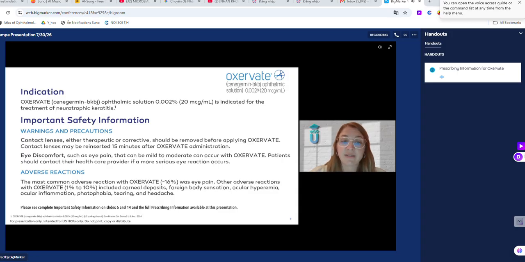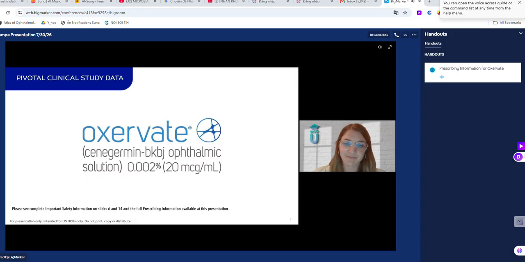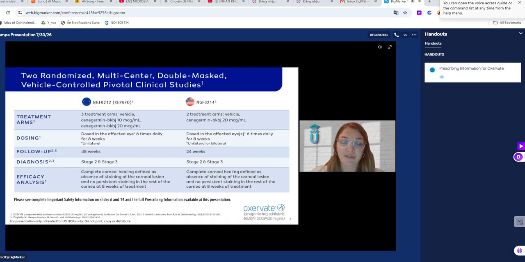Adverse reactions. The most common adverse reaction with Oxervate, about 16%, was eye pain. Other adverse reactions with Oxervate, ranging from 1 to 10%, included corneal deposits, foreign body sensation, ocular hyperemia, ocular inflammation, photophobia, tearing, and headache. So let's jump into what Oxervate can do for our neurotrophic keratitis patients.